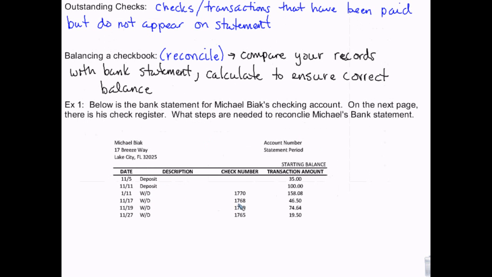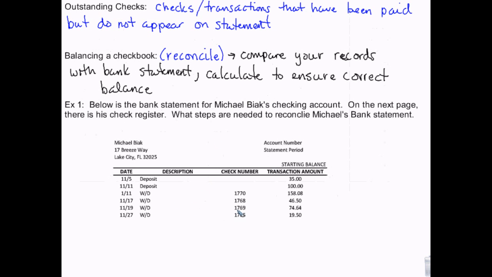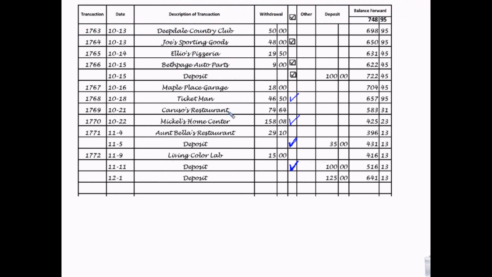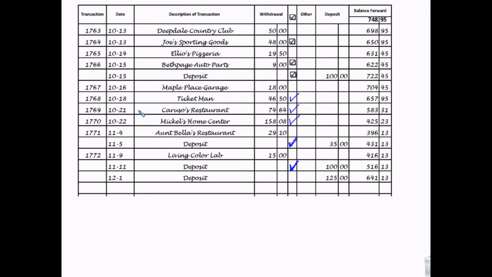And then I have check number 1768 for $46.50. Oops, wrong direction. 1768, $46.50. And then 1769 for $74.64. And then finally 1765 for $19.50.